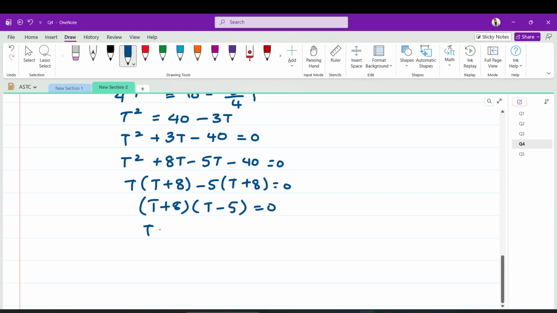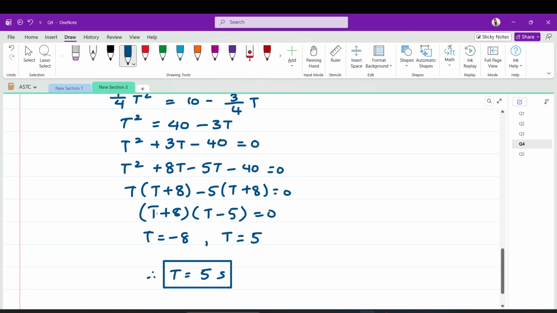Okay, so that means t is equal to minus 8 and t equals 5. Now definitely time cannot be negative. So t is equal to 5 seconds. That is our answer. Okay, so that is the first part.